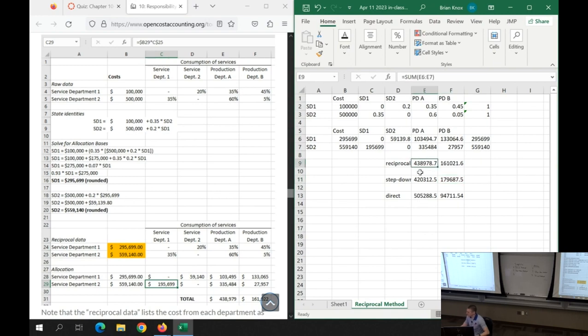And when we do the reciprocal method, which incorporates all of the interdependency, it's in between those two actually. $438,978 to Production Department A and $161,021 to Production Department B, which ends up being almost exactly 600,000, which is the amount we were looking for. The difference is due to rounding. I rounded these a little bit. That extra 20 cents.